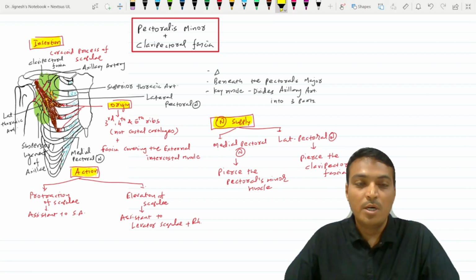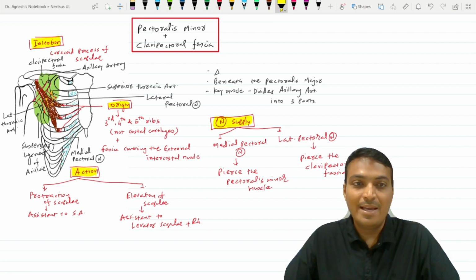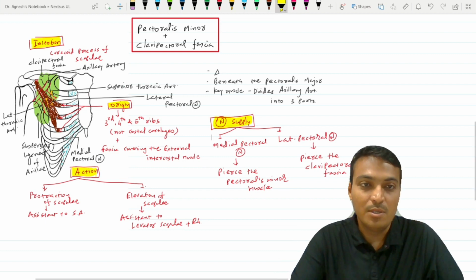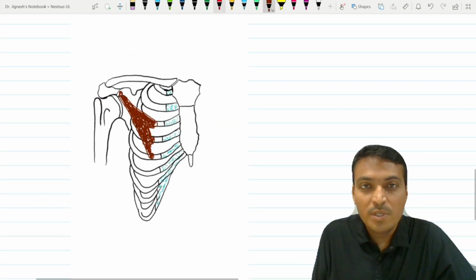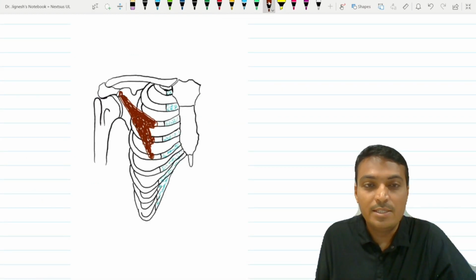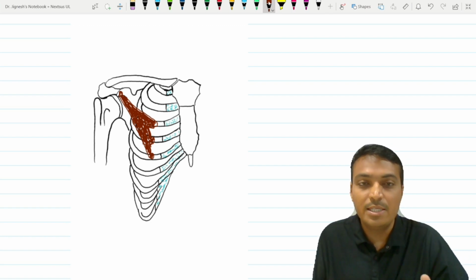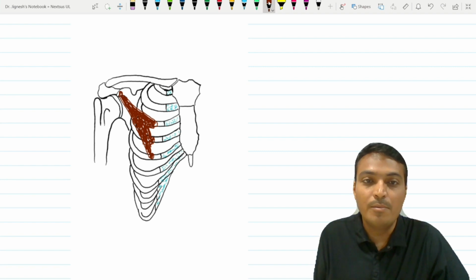So this is all about the origin, insertion, nerve supply and the action of the pectoralis minor along with the important points. Now let's move on to the clavipectoral fascia and the subclavius muscle. Now a small muscle of the pectoral region is the subclavius muscle, and as the name suggests, it is situated below the clavicle.